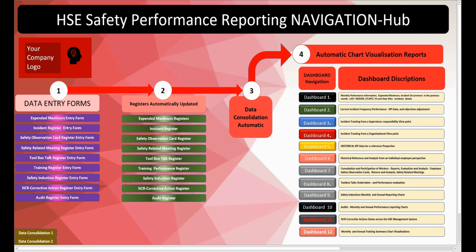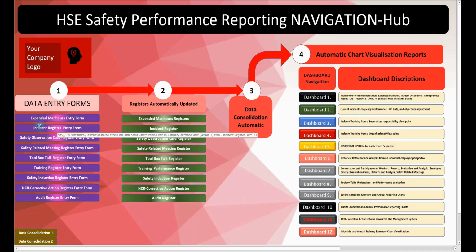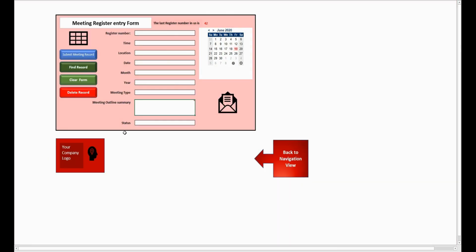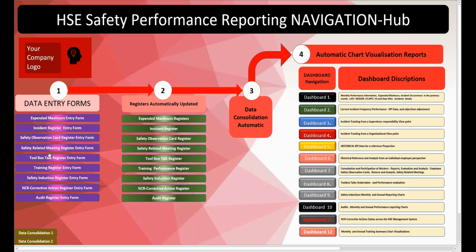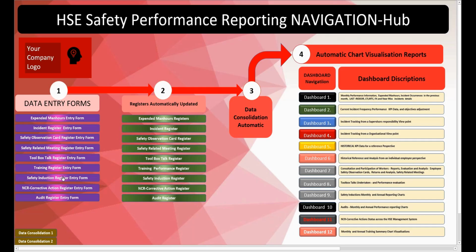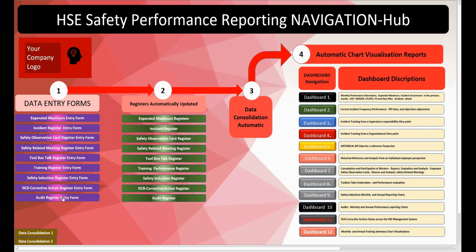By way of an introduction, let's first open up each of the forms to give you an insight into what needs to be populated. Expended man-hours entry form, incident register entry form, safety observation card register entry form, safety-related meeting register entry form, toolbox talk register entry form, training register entry form, safety induction register entry form, NCR corrective action register entry form, audit register entry form.